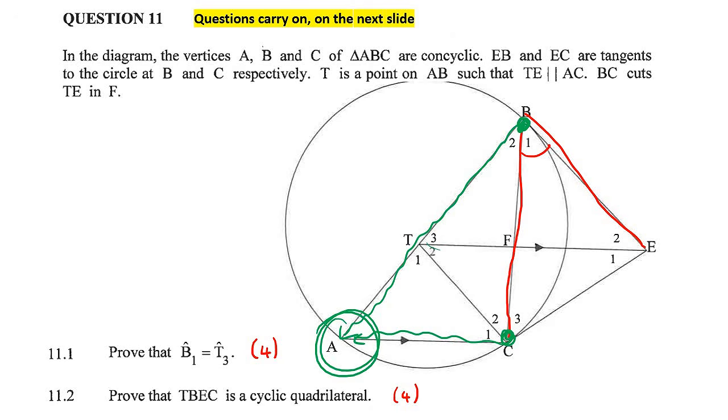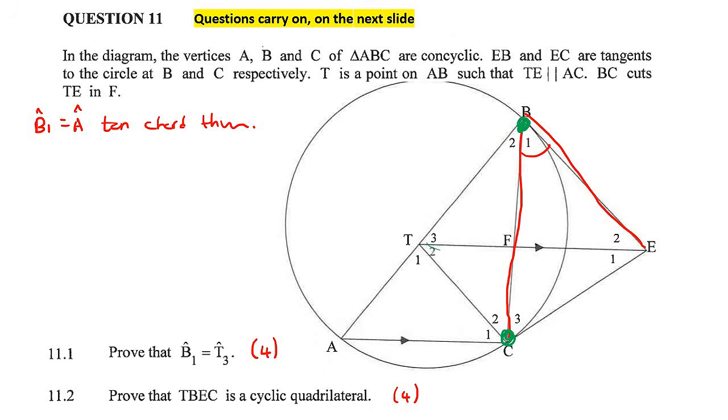So that means that angle A is the same as angle B1 because of the tan-chord theorem. So that's the first thing we could say. We could say that angle B1, let me write in red, is equal to angle A, not A1, just A. And that is because of the tan-chord theorem. Okay, so that's the first step.